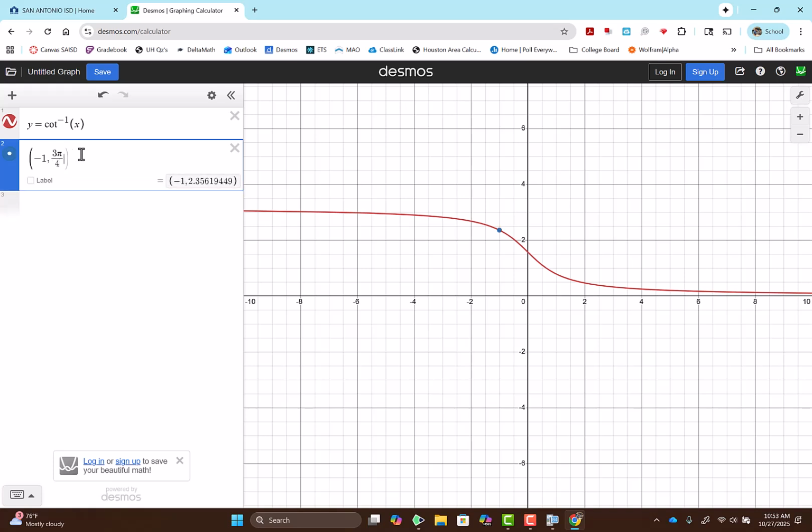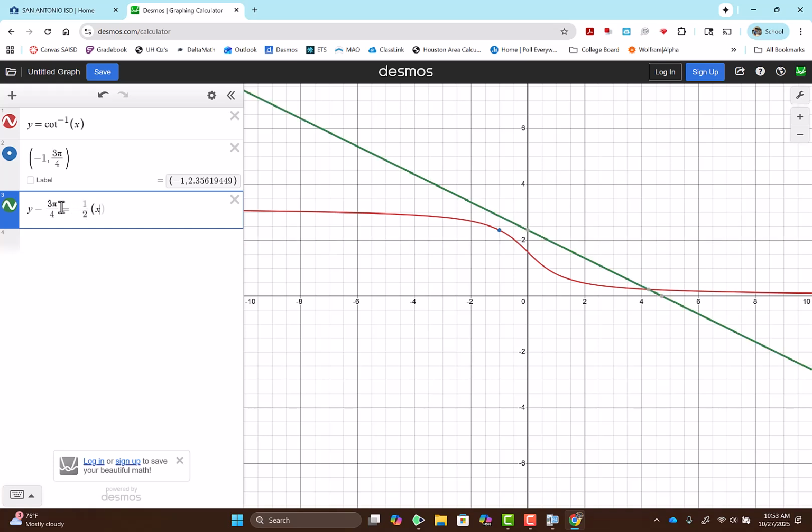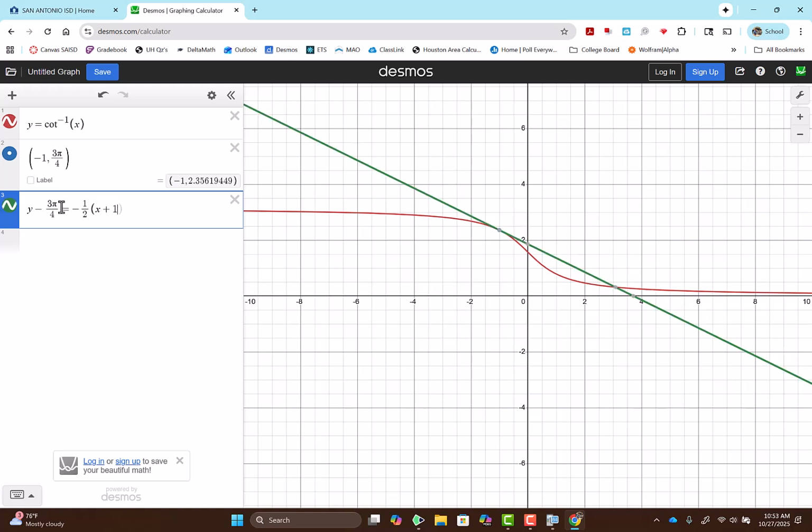I better have a tangent line at that point. So let's see. Y minus 3 pi over 4 equals, what was my slope? -1/2 x plus what? Look at that. Is this my tangent line?